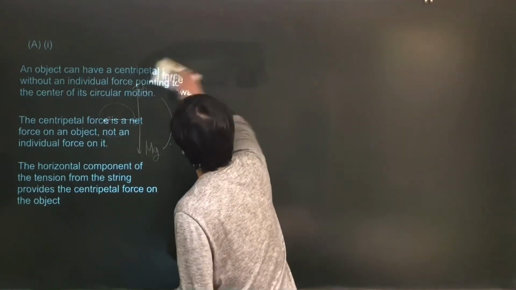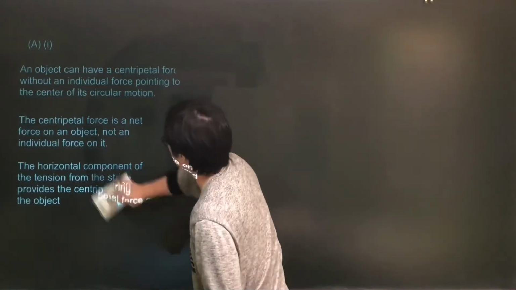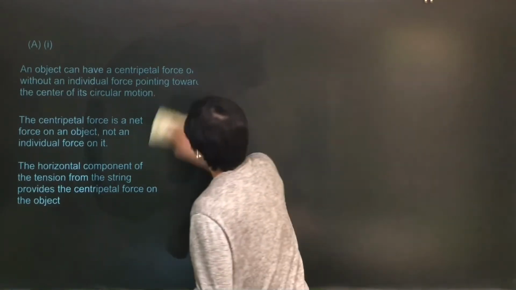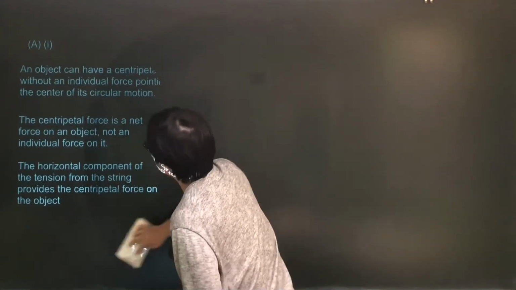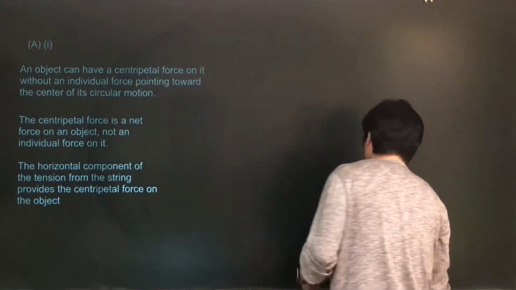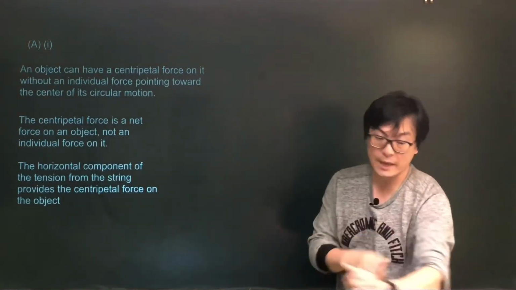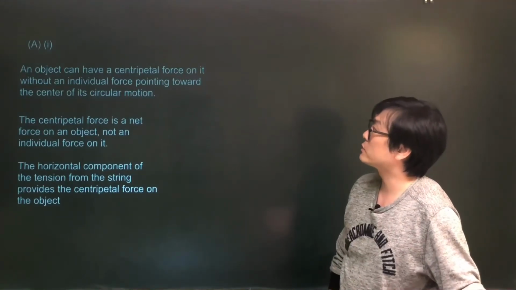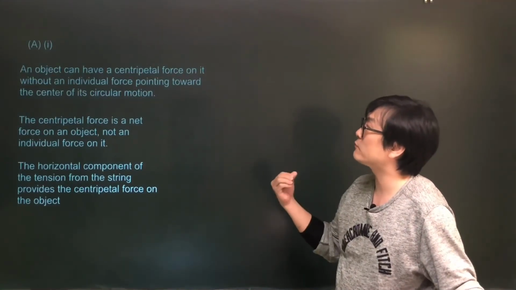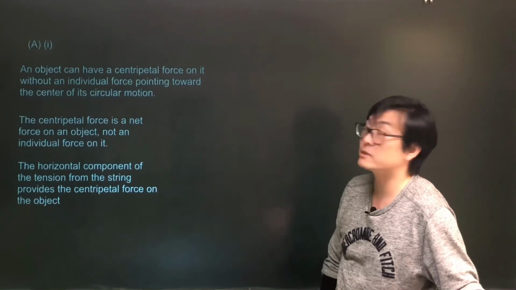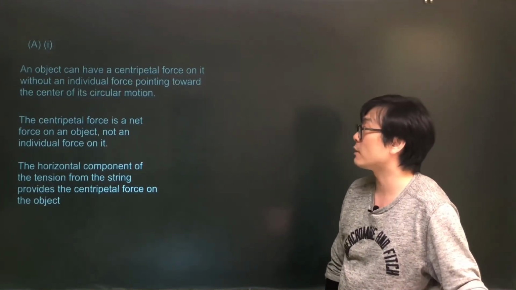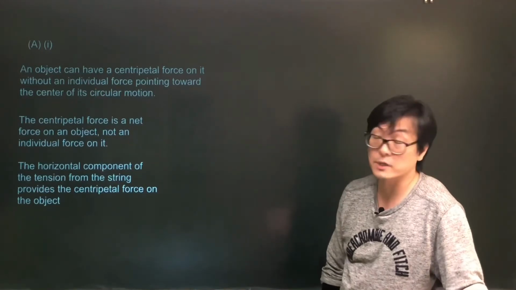So if I just erase this part, okay. A possible answer for A1 is: an object can have a centripetal force on it without an individual force pointing toward the center of the circular motion, because the centripetal force is a net force on the object, not an individual force on it.